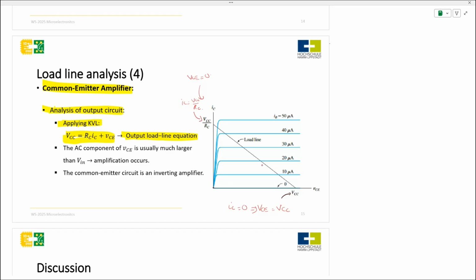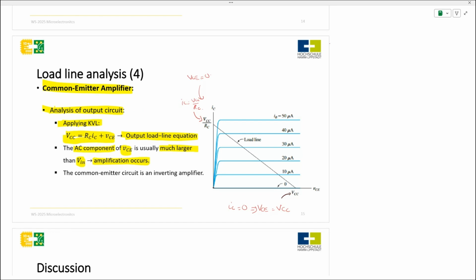Okay, so the AC component of the VCE is usually much larger. This is a note to put. So your AC component of your VCE is usually much larger, larger than what? Than your Vin. So this is why you have your amplification. Since your AC component of your VCE is much larger than your input voltage, the amplification occurs.